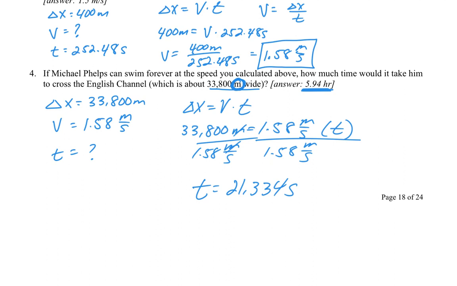We write down what we want to convert. I want to convert 21,334 seconds into hours. So I write that down. Then I multiply and I write a line. And on this line goes my conversion factor. I need to know something about seconds and hours so that I can get from seconds to hours.